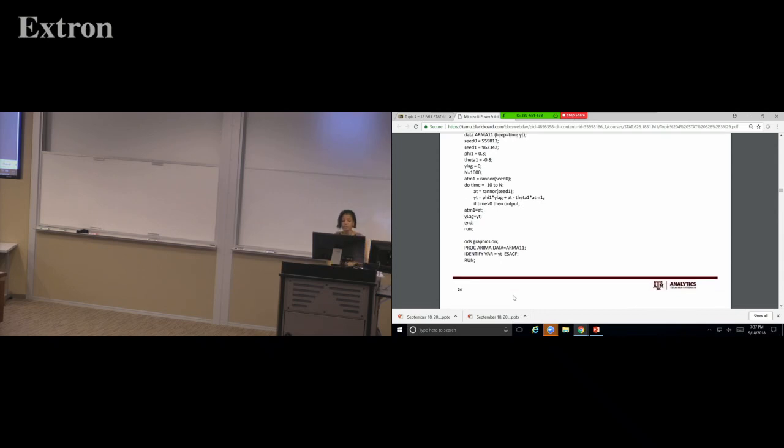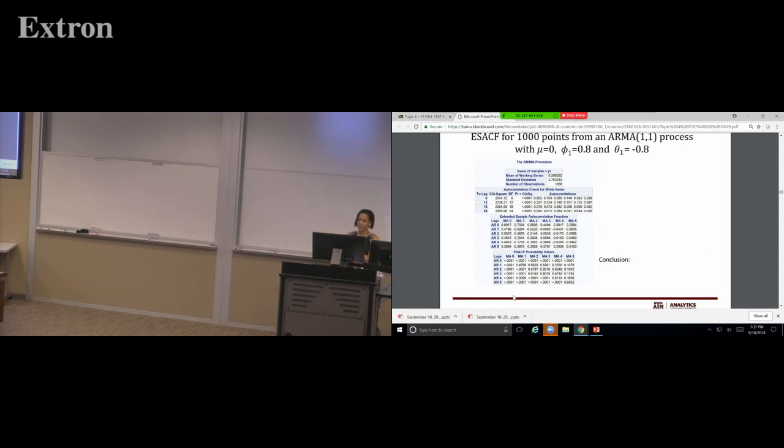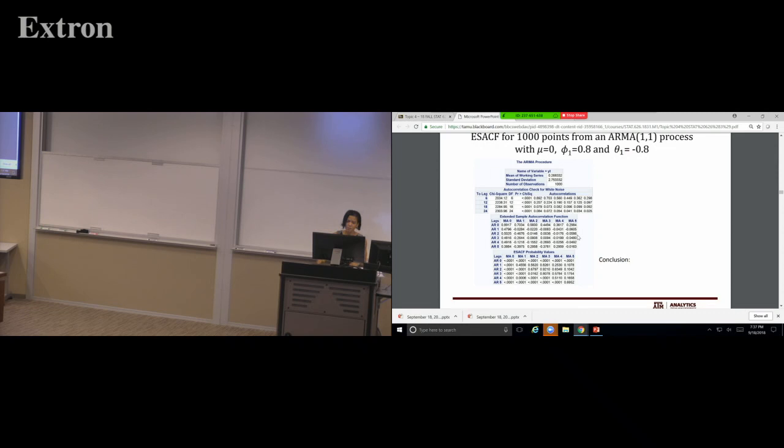So the output from doing the extended sample autocorrelation looks like this. The important part, what we're really looking at, this is the first table you get of the extended sample autocorrelation function. So these are our R sub j,p's. The second table are the probabilities associated with those extended sample autocorrelation functions. And as I said, we're looking for right triangles of non-significant values. We're looking for the vertex of these right triangles.